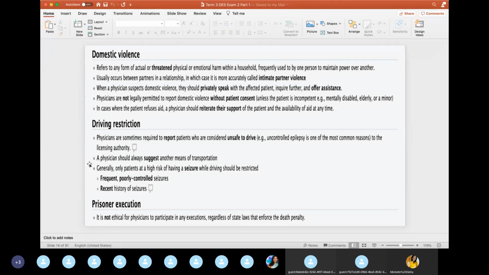Domestic violence. Okay. We call this one, if it involves partners in a relationship, intimate partner violence. So what are we going to do? Okay, the patient came in, she is crying, the partner is in the room. So you as a physician, you enter, what are you going to do? You suspect domestic violence. What are you going to do first?